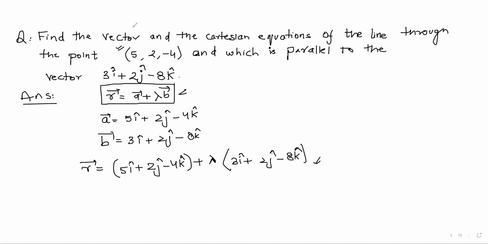Sir, is it x minus 5 by 3 is equal to y minus 2 by 2 is equal to z plus 4 by minus 8? Very, very good, Atev. It is correct. Very good. It is the Cartesian form. Huzaifa, Saif, and Nabil, please share the Cartesian form if it is done.